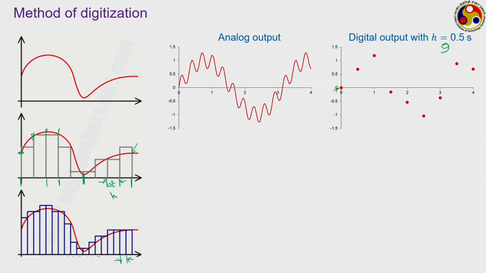And if we now plot these 9 data points and join them by a suitable line, we are most likely to end up with a curve something like this. Does it look similar to the original analog output? Not at all, it looks completely different. So, let us make h smaller so that we can have more data points.